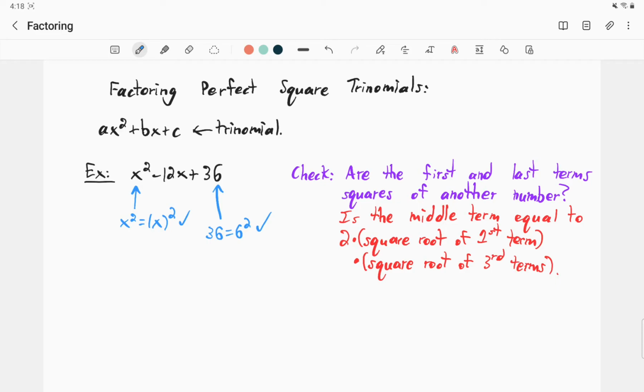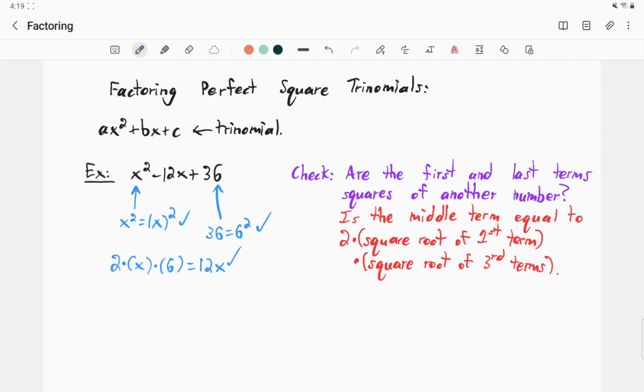Now let's check the second thing we have to know. Is the middle term equal to 2 times the square root of the first term times the square root of the third term? Square root of the first term is x. Square root of the third term is 6. So middle term, let's find out. 2 times the square root of the first term, x, times the square root of the third term, 6. Middle term, ignore the sign for now, the minus sign. So what we have is 2 times 6 is 12x. So yes, ignoring that sign, 12x is the middle term. So we're good to go.